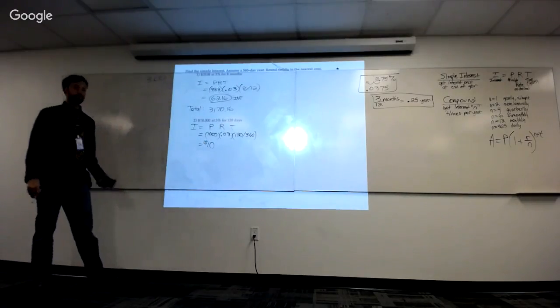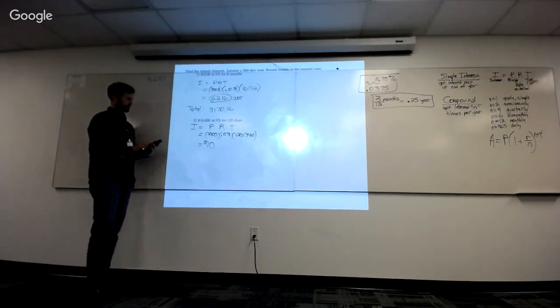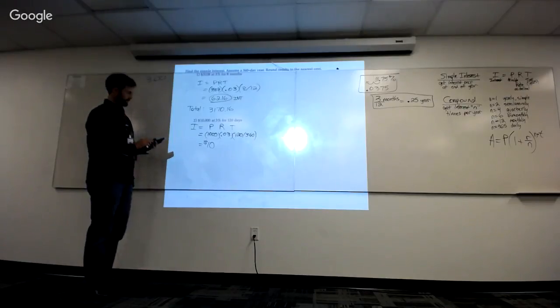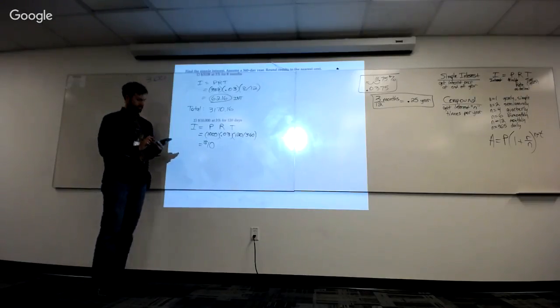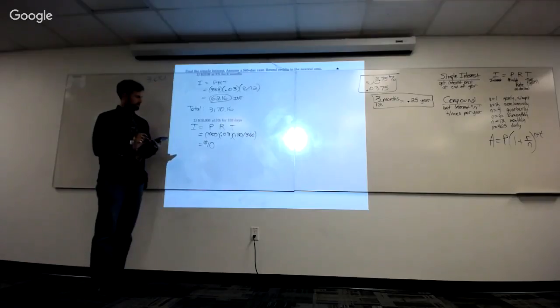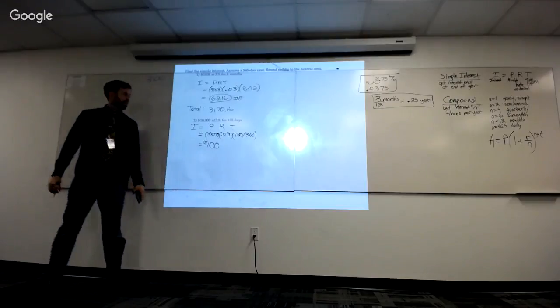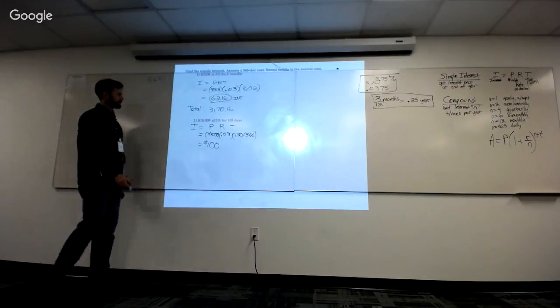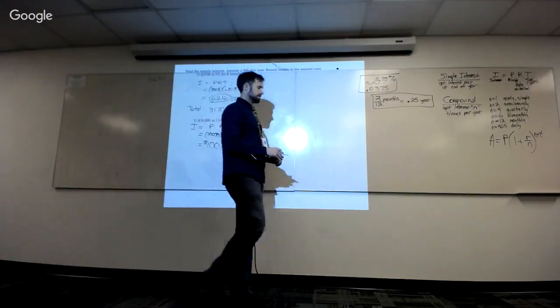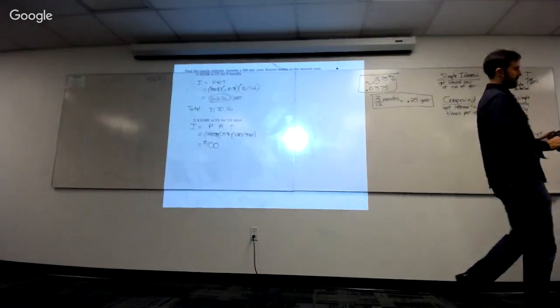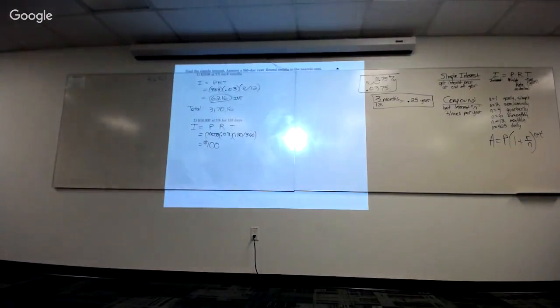Did I do that wrong? Yeah, I got 100. Oh, that's 10,000. There we go. Thank you. All right, so yeah, $100, which means the total is 10,100. Okay, so that's simple interest.